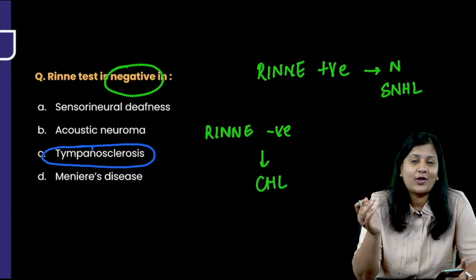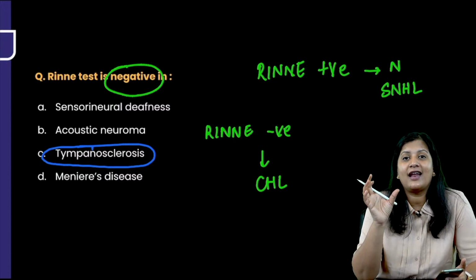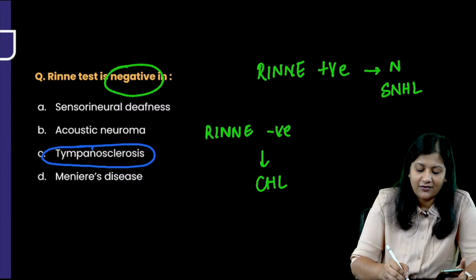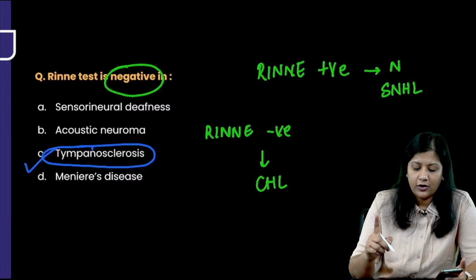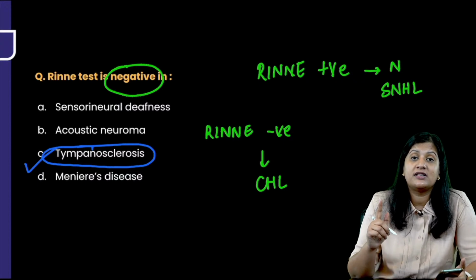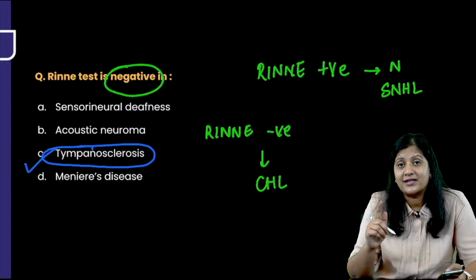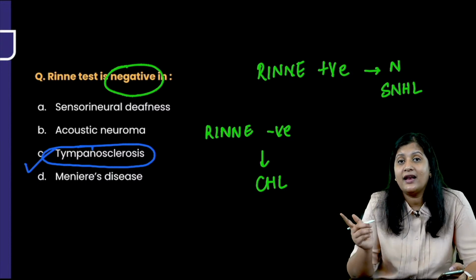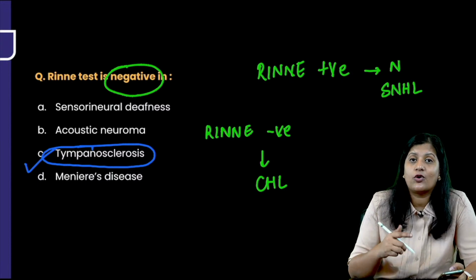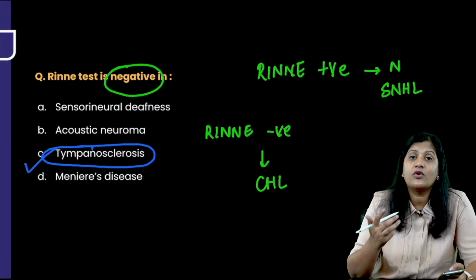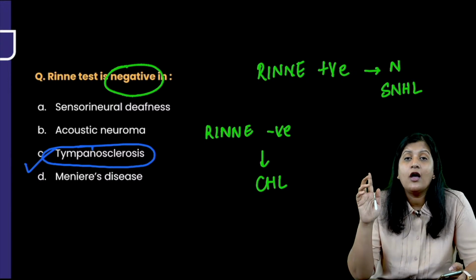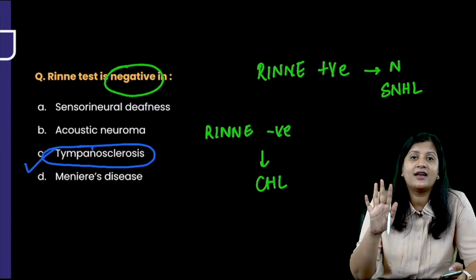So any pathology in your external ear and your middle ear will result in conductive hearing loss, and hence the Rinne will be negative. SN loss, acoustic neuroma, which is a tumor coming from your vestibulocochlear nerve compressing the cochlear nerve, will result in SN loss, and Meniere's disease also will cause sensory neural hearing loss. So in all the other 3 conditions, your Rinne's test will be positive. Only in tympanosclerosis, which is a middle ear pathology, Rinne's will be negative.